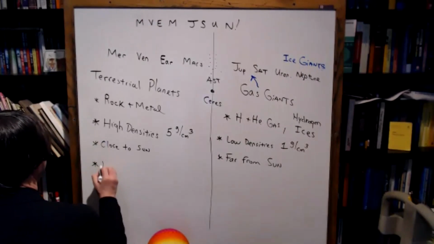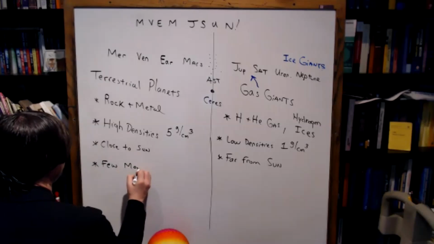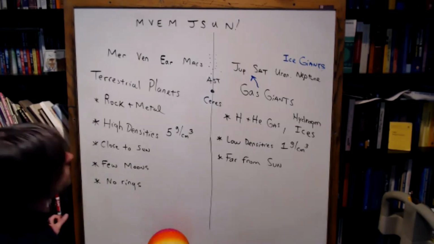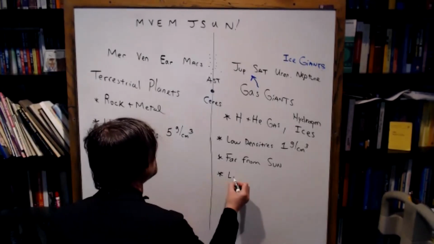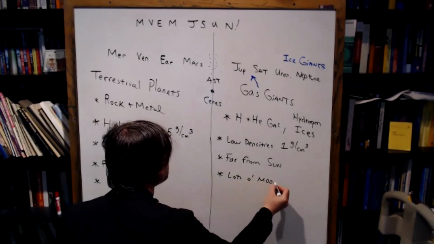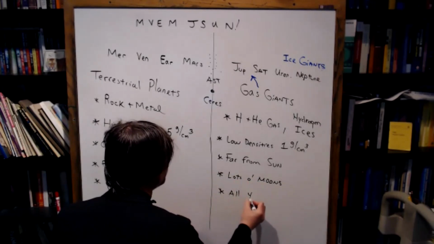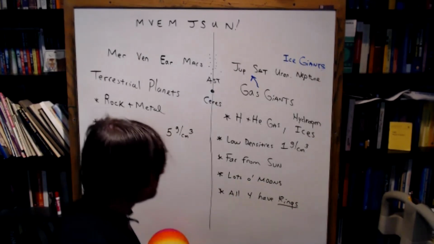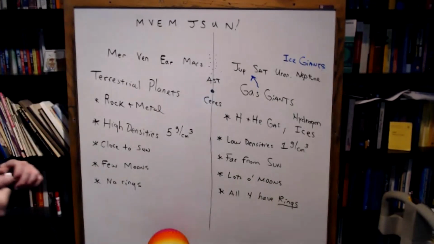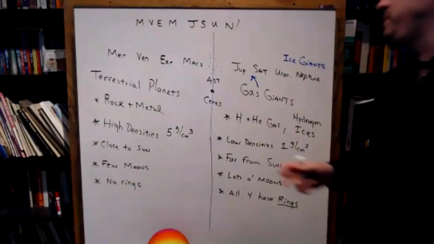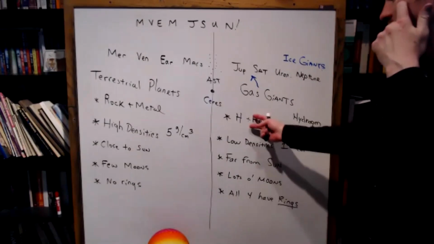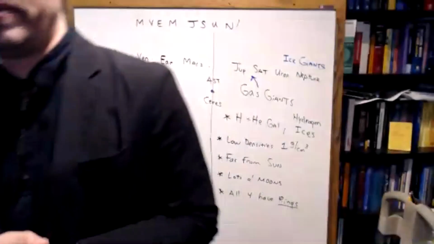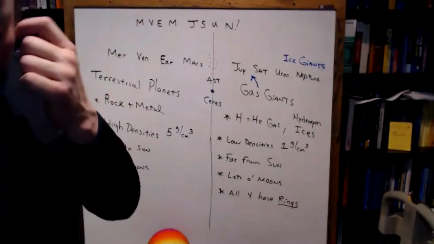So terrestrial planets have few moons and no rings, whereas gas giants have lots of moons, and all four have rings. Rings are a natural occurrence in the outer solar system. The list honestly goes on and on, but probably two of the bigger differences are rocks and metals versus gas, and high density versus low density. Those are the two simplest criteria to determine whether you're talking about a terrestrial or a Jovian planet.